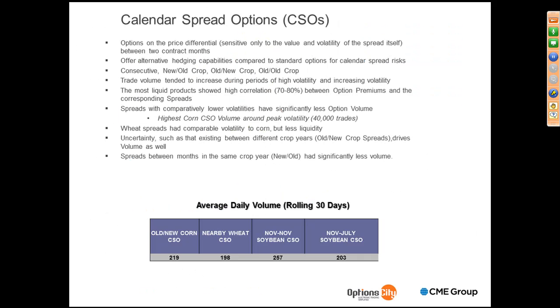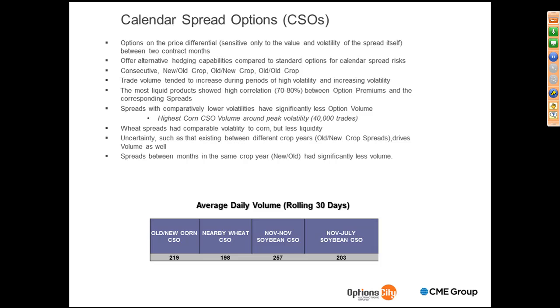CSOs, or calendar spread options. Calendar spread options is something that I think was launched on agricultural commodities a couple of years back. And these are great ways of hedging calendar spread risk between old crop, new crop, or even consecutive months. And it depends on the value and the volatility of the underlying spread.